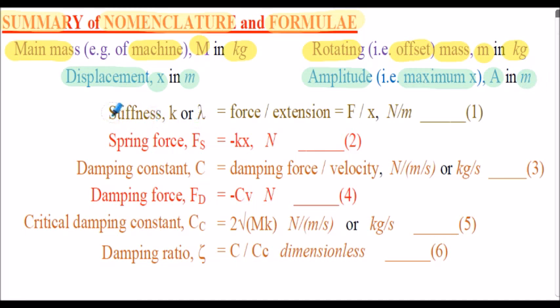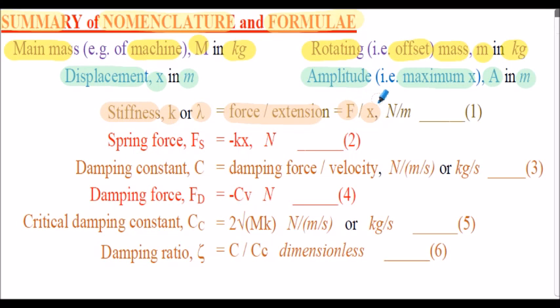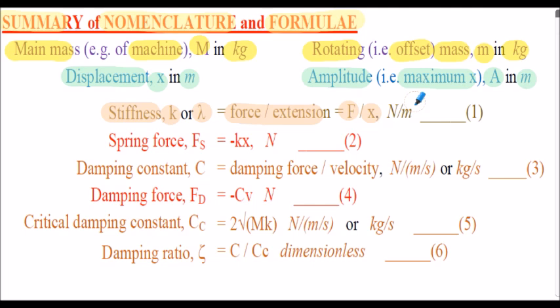We have the spring stiffness, symbol lowercase k, or the Greek letter lambda, and that's force divided by extension, so that's F divided by x. Note that F can sometimes be the weight force associated with the main mass. And note in some questions, x can actually be the compression of the flexible supports on which the machine is located. And the unit of stiffness is the Newton per meter. I've called that equation 1 for reference.